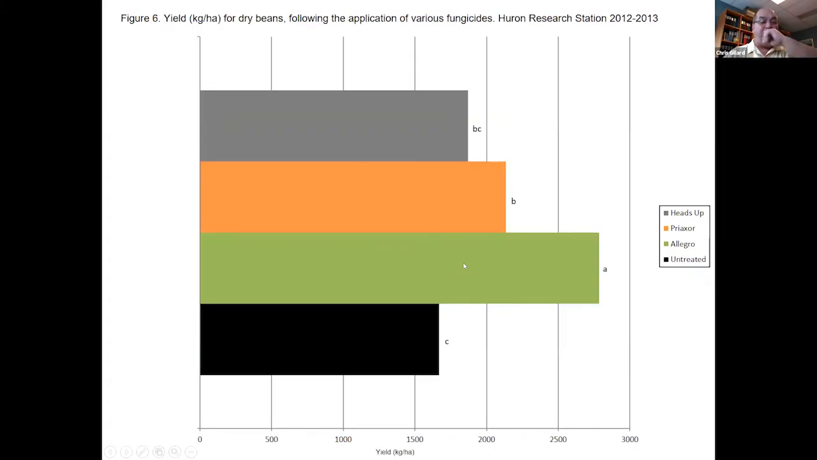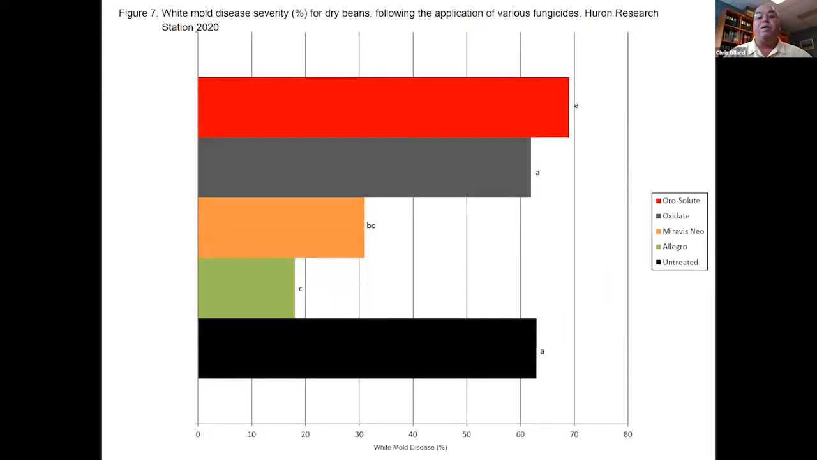And if you look at yield, a little bit of a bump in yield from Priaxor compared to the untreated control. Not as good as the best products we've got, and really no activity out of Heads Up. And that's based on, I think, 4 data points out of our 2 years.